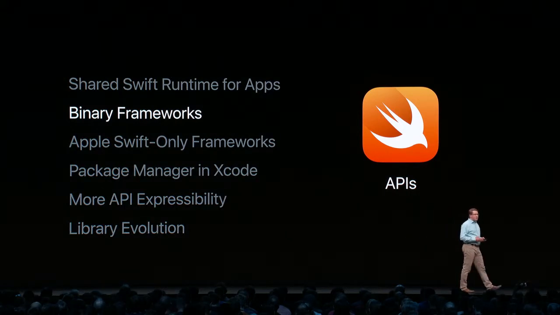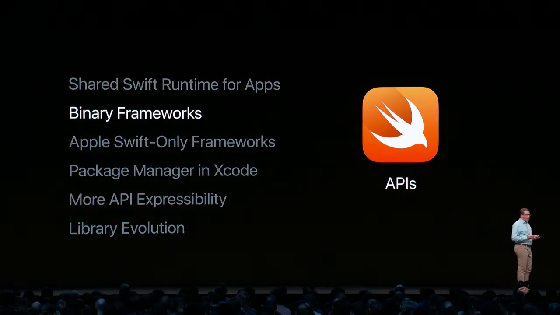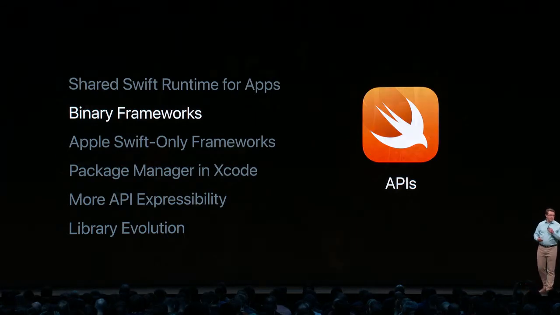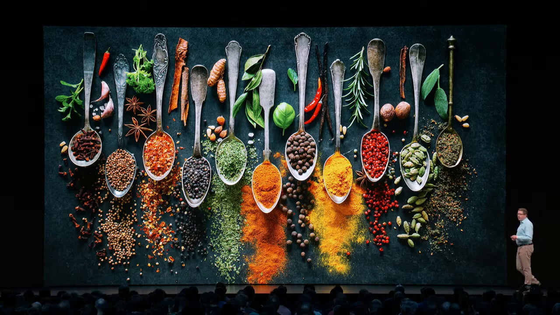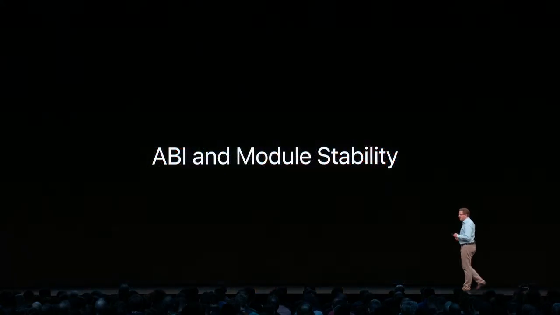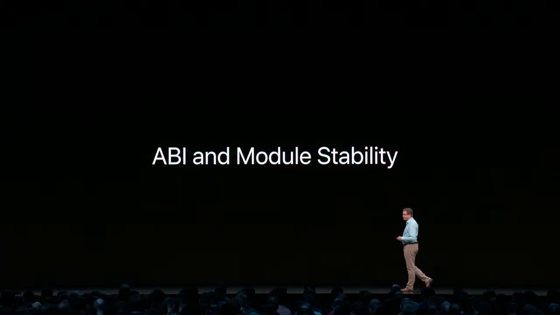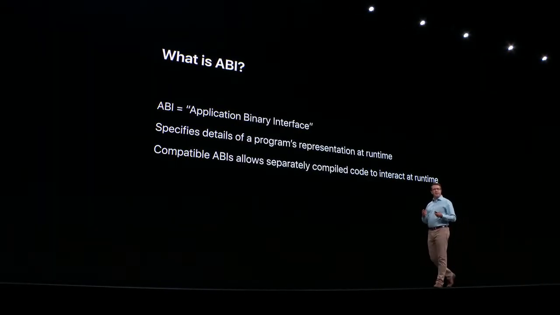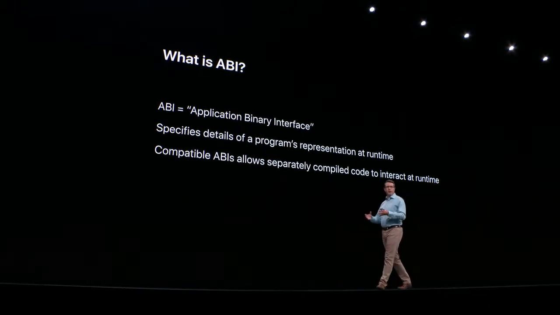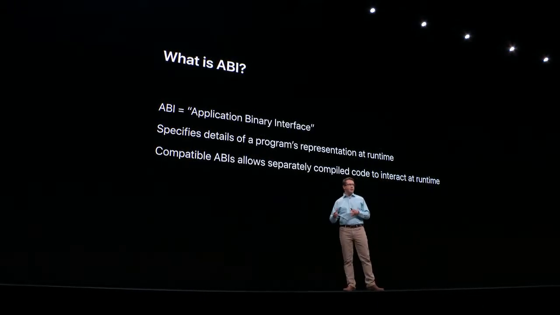So let's kick things off by talking more about binary frameworks. In particular, dig into some of the core ingredients that made that happen. And those ingredients are ABI and module stability. ABI stands for Application Binary Interface, and it's the rules that govern the nuts and bolts of how compiled code can interact together at runtime.